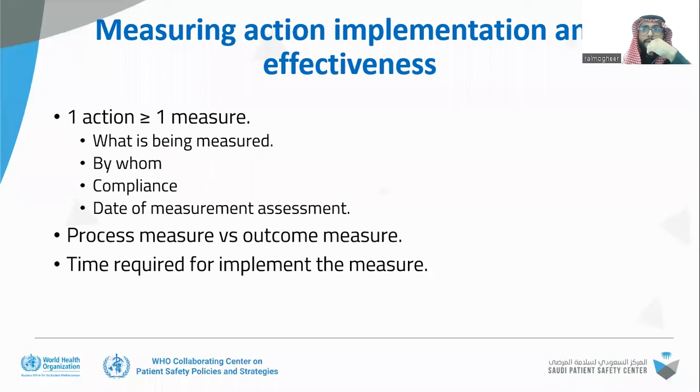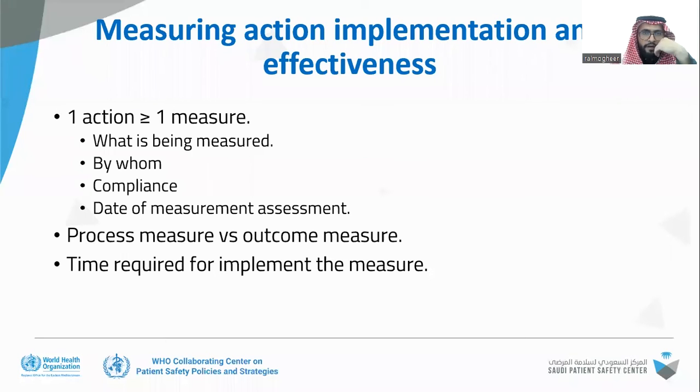So each action identified by the review team requires at least one measure. Each action should have at least one measure. It can have multiple, but it should not have less than one measure. The measure should identify what is being measured, by whom, what compliance is expected, and the specific date that the measure will be assessed. We have two types of measurements, which are the process measure and the outcome measure.